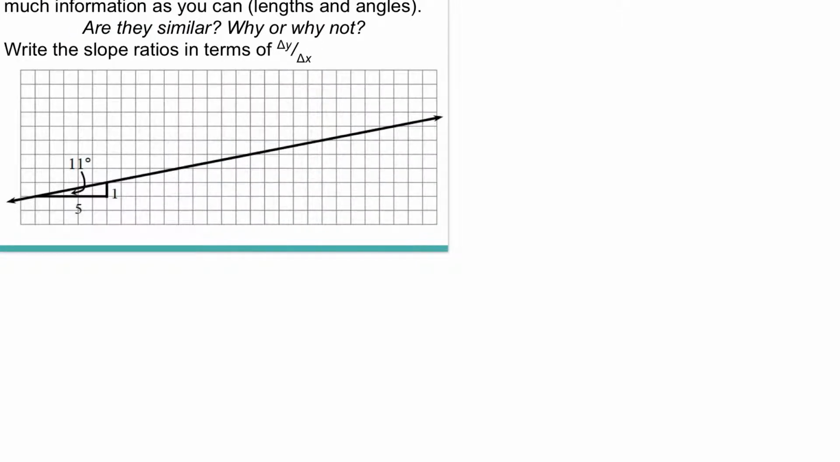Problem 368. Draw and label 3 new slope triangles with as much information as you can, including the lengths and angles. Are they similar? Why or why not? So let's start off with drawing this first part right here. So there's 3 things. 1, draw the triangles, 2, write the slope ratios in terms of that, and 3, the angles. I'm going to do each one in a different color.